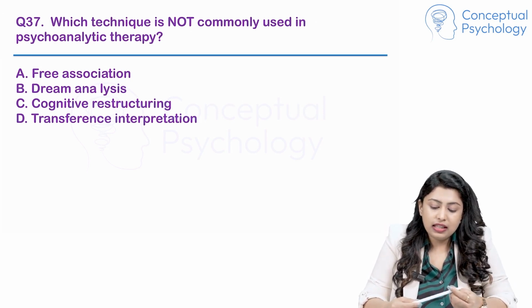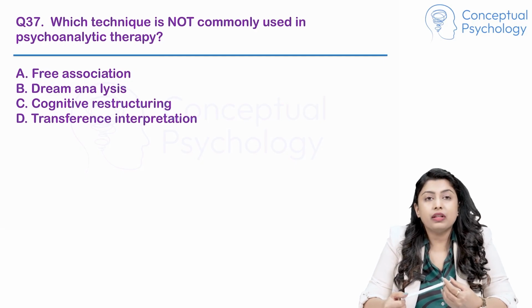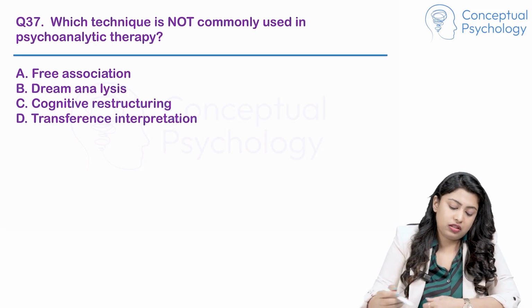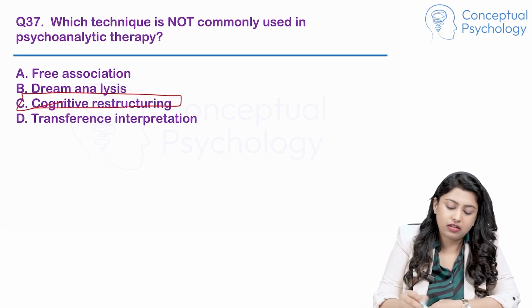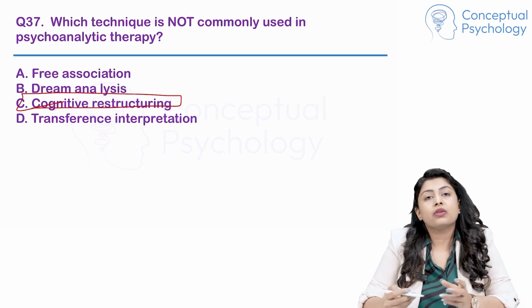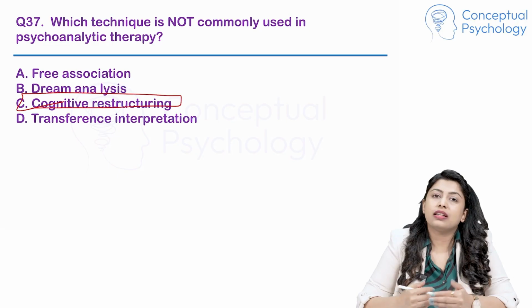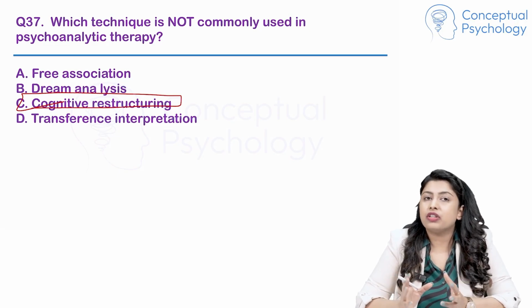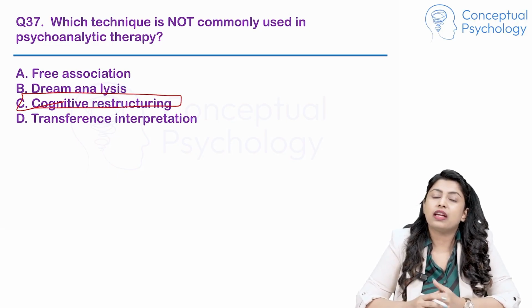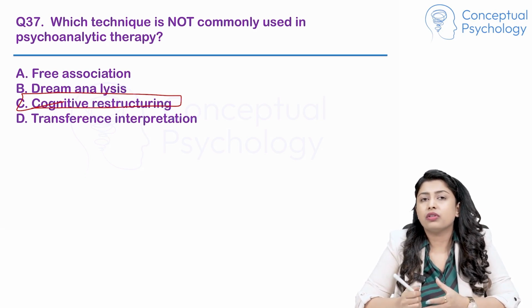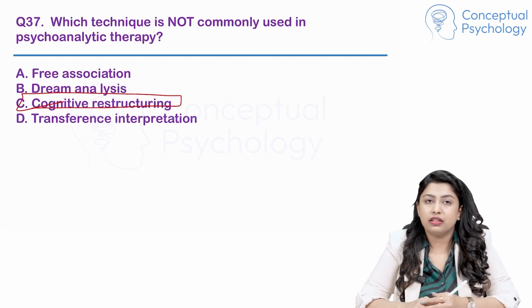Now, which technique is not commonly used in psychoanalytic therapy? Free association, dream analysis, cognitive restructuring, or transference interpretation. So, here cognitive restructuring is the correct answer. Cognitive restructuring is a CBT technique which is focused on changing thinking patterns. It is not a part of traditional psychoanalytic therapy that emphasizes the unconscious processes, free association, dream analysis and transference interpretation, right?